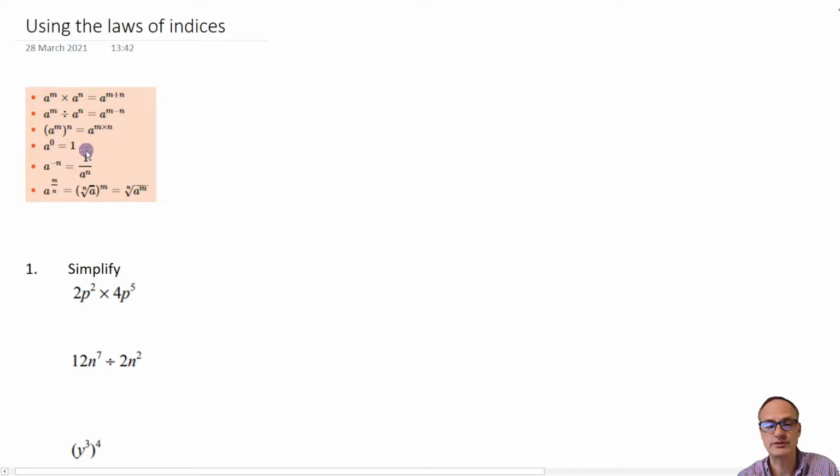Anything to the power of 0 is 1. Anything to the minus n is 1 over a to the n. Or if you've got a fraction to the power of minus n, you flip the fraction to remove the negative sign. A to the m over n is the same as doing the nth root first and then the m power. Or you could do the m power first and then do the nth root second. So either way, it doesn't matter.